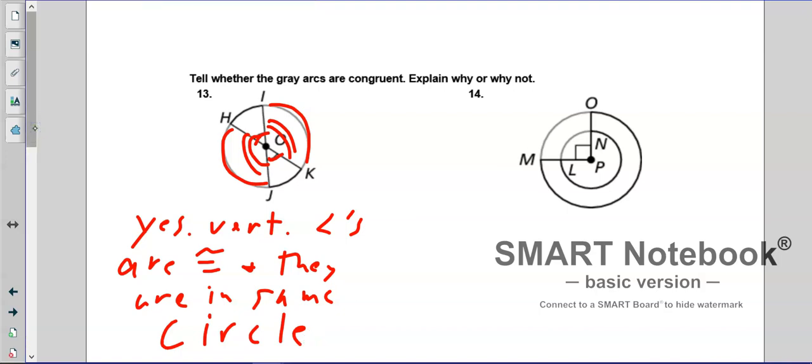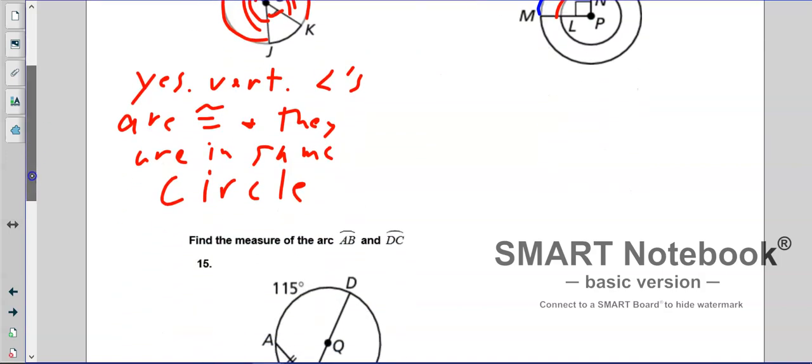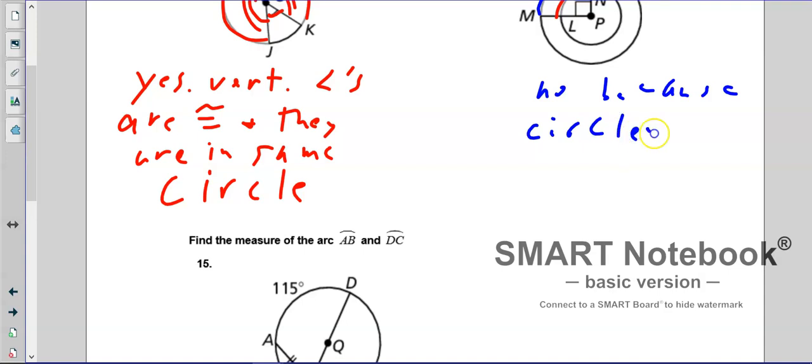Now, number 14 is tricky, all right? Because the angle is 90 on both of them. But you can kind of clearly see that this is not as big as this because the bigger circle is bigger. So that same arc is going to be bigger, all right? So the answer is no, because circles, this would be an S, are not the same size.